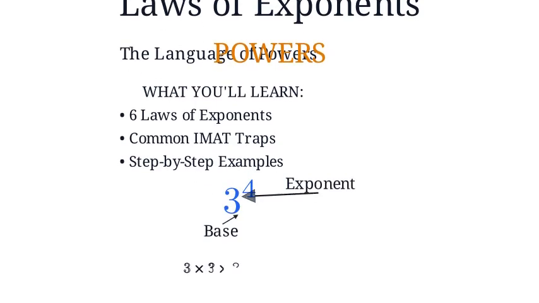Before we jump into the rules, let's understand the language of powers. This expression is 3 to the fourth. The base is the number being multiplied over and over. The exponent tells us how many copies of the base we multiply together. So 3 to the fourth is 3 times 3 times 3 times 3, which equals 81.